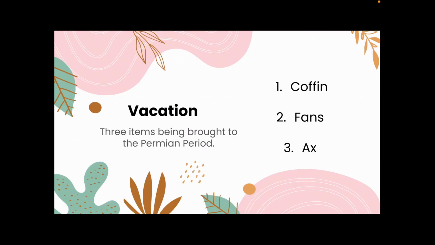Vacation. 3 items being brought to the Permian Period. 1. A coffin. For your inevitable death in the Great Dying. 2. Fans, because of extreme heat conditions. 3. An axe. To fend off large insects and dinosaur-like reptiles. Stay safe. Stay human.